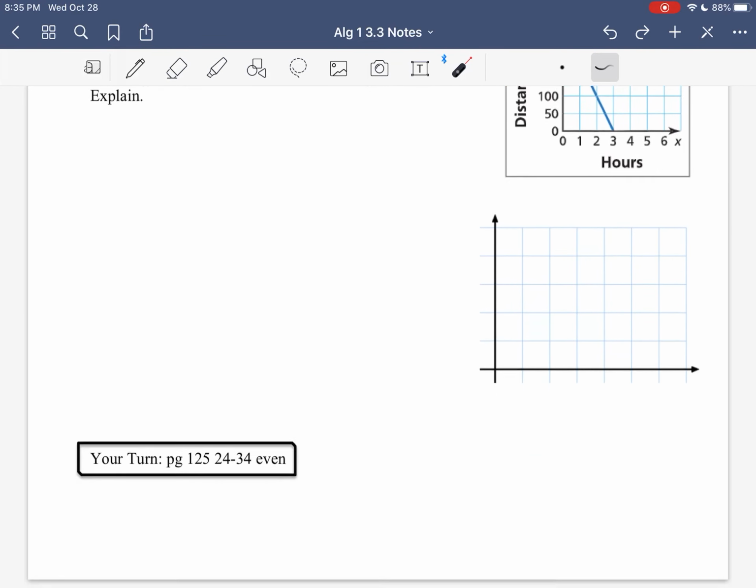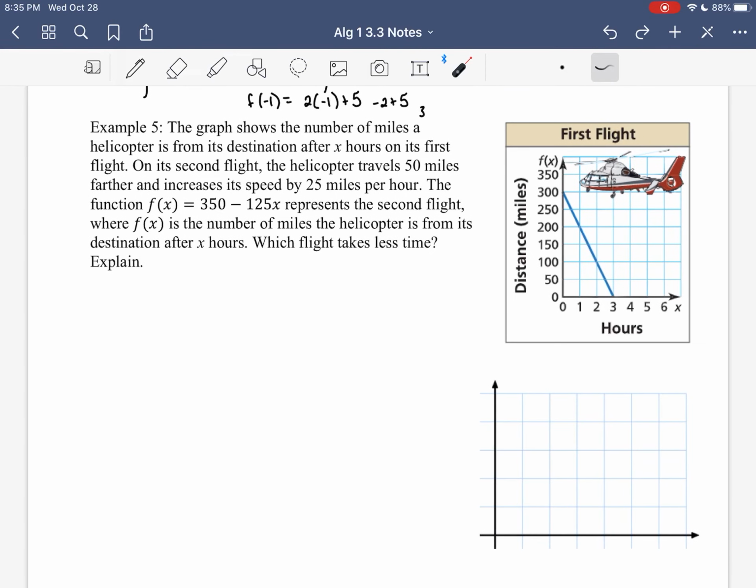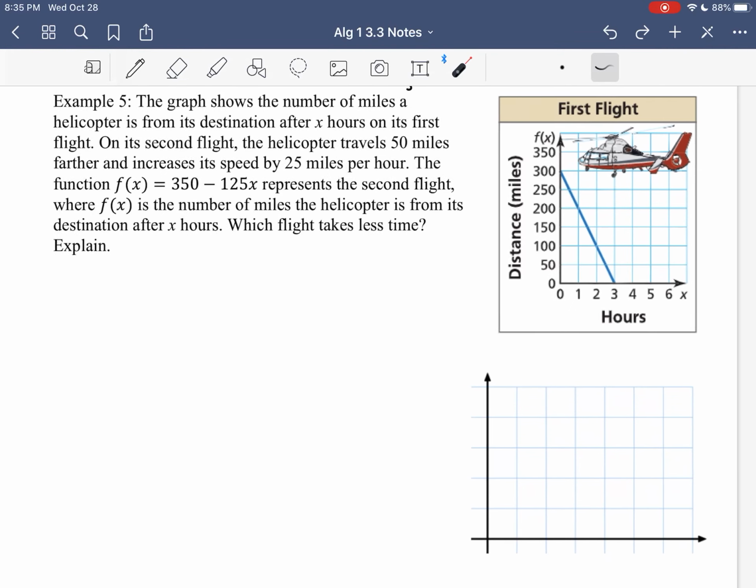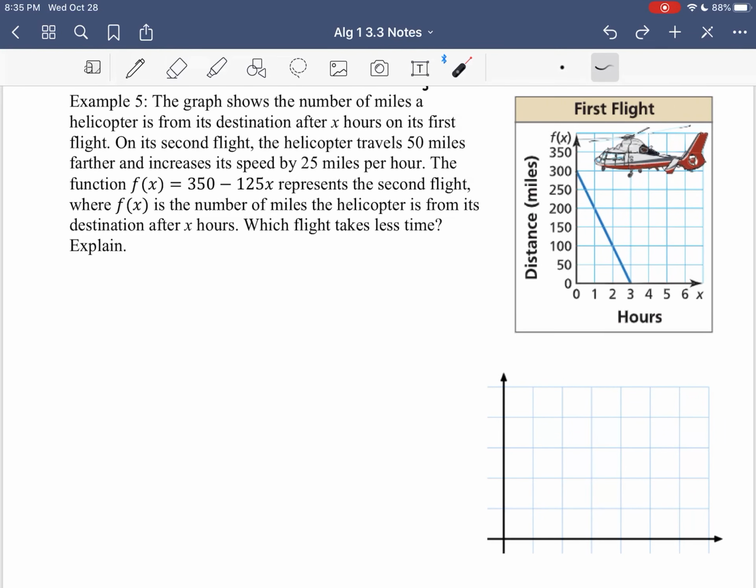All right, last example. Okay. So here we have, the graph shows the number of miles a helicopter is from its destination after X hours on its first flight. So let's go ahead, let's look at this graph just to make sure we understand. So here's hours. Here's the distance in miles. So here at 0 hours, it is 300 miles from its destination. After 1 hour, it's 200 miles. After 2 hours, it's 100 miles. After 3 hours, it's there. So that tells me here at 3 hours, it is there.